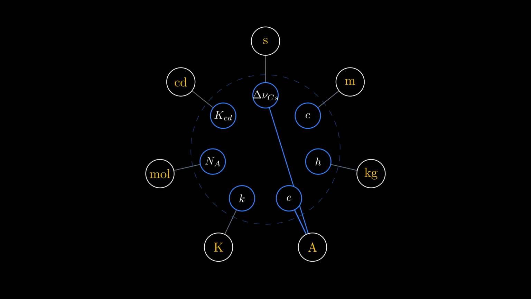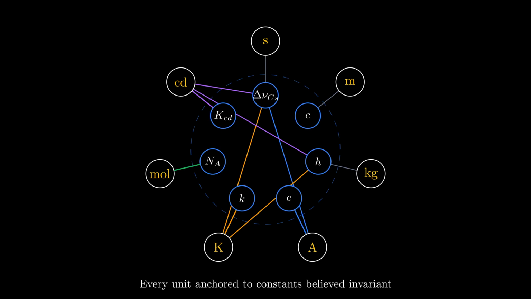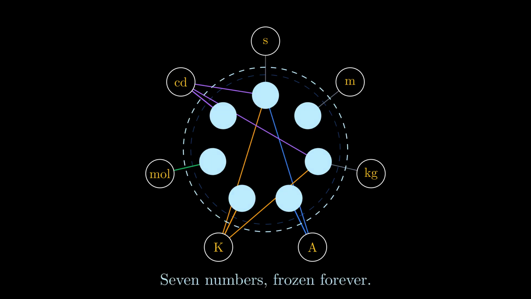The ampere traces to e and delta nu cesium, the kelvin to k, h and delta nu cesium, the mole to the Avogadro constant alone, the candela to luminous efficacy, h and delta nu cesium. Every unit anchored to constants believed invariant across all space and time. An alien civilization or a lab in the year 3000 could reconstruct our exact units from physics alone. The 2019 redefinition was the culmination of a 150-year project to remove every last physical artifact from measurement. 7 numbers, frozen forever, holding up the entire system of human measurement.